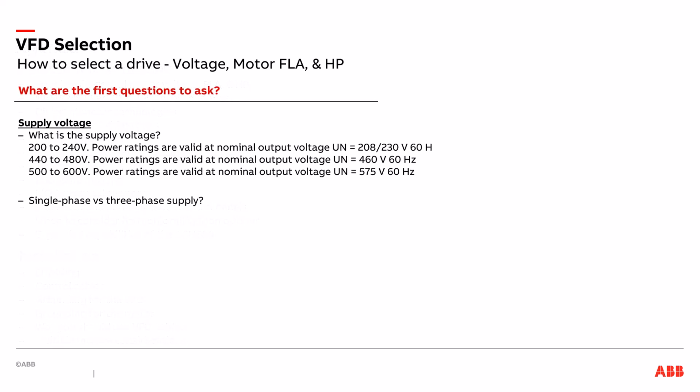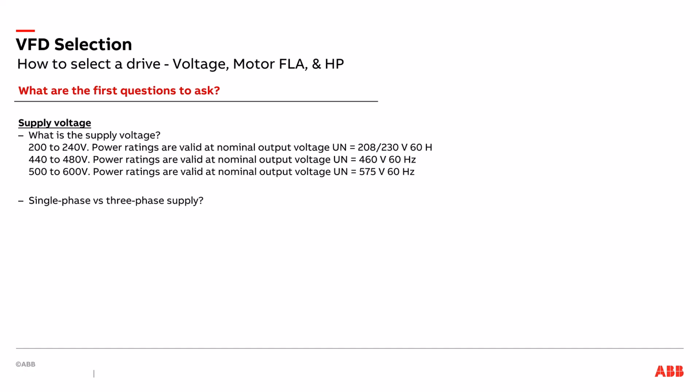We begin drive selection by understanding the supply voltage. This is fairly straightforward, being that low voltage AC drives in North America are typically rated for 200 to 240 volts to support 208 to 230 volt motors, or 440 to 480 volts to support 460 volt motors, as well as 500 to 600 volts to support 575 volt motors for HVACR applications.